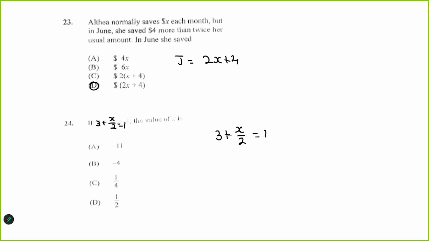What we know is 3 plus what would give you 1? 3 plus -2. So x over 2 has to be -2. Therefore, if I carry this across, x would be -2 times 2. So the answer is B, -4. Right?